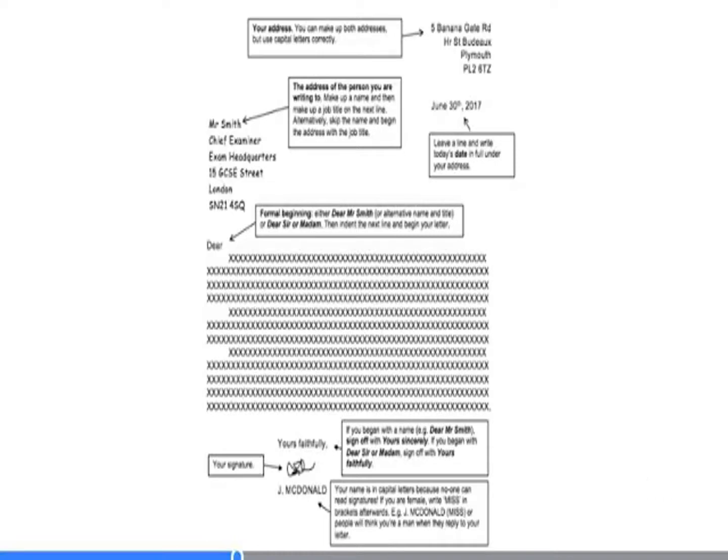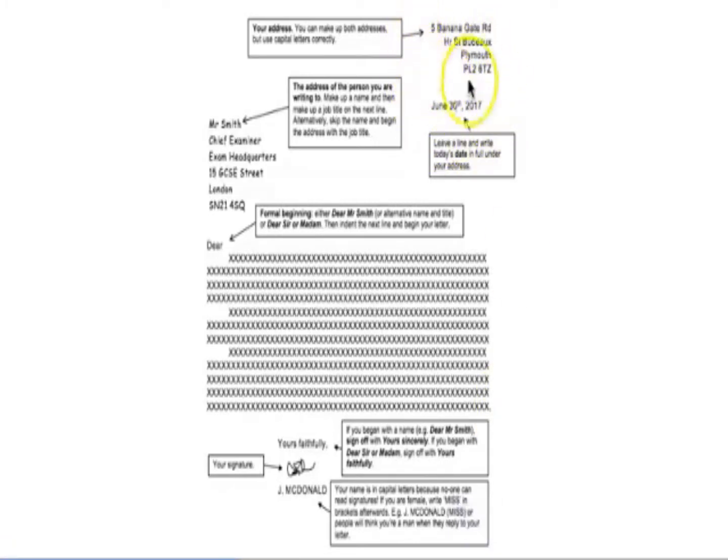Let's recap some of those points then about how a letter should look on the page. The first thing is when you're writing a letter, you need 2 addresses. You need your address on the right-hand side, so here we see my address, and then you need the address of the person that you're writing to here on the left-hand side.